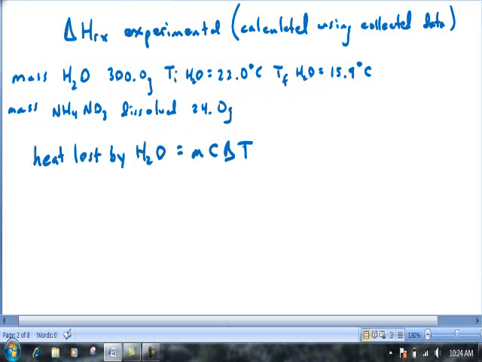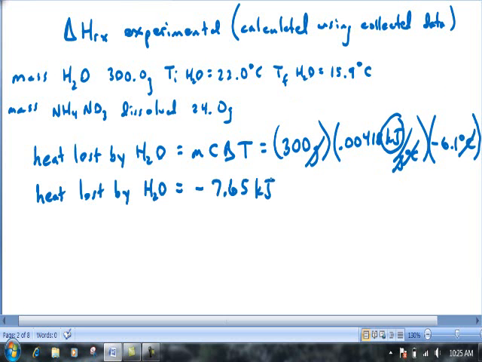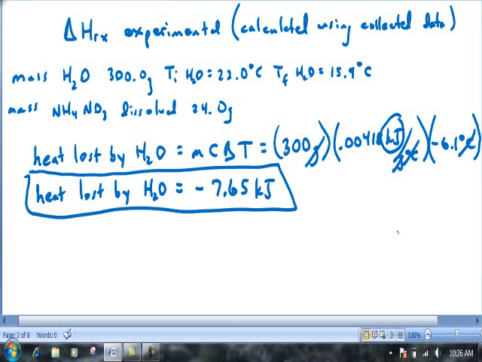We can calculate the amount of energy lost by the water using mc delta T. Inserting our data, we have the mass of the water is 300 grams, specific heat is 0.00418 kilojoules per gram degree Celsius, and our temperature change was a negative 6.1 degrees Celsius. We can calculate the heat lost by the water. If we look at our unit for the specific heat, we can see the grams will cancel, our degrees Celsius cancel. The only unit left uncancelled is kilojoules, which is our measure of energy. Calculating this, we find the heat lost by the water is a negative 7.65 kilojoules of energy.